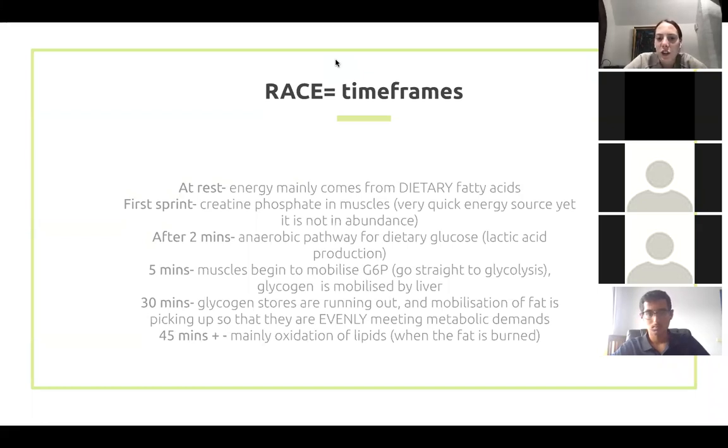Then, as you're still catching your breath, lots of the processes are going to be anaerobic, and you're going to have an anaerobic pathway for your dietary glucose. This is things like lactic acid production. Instead of the glucose entering glycolysis, then the citric acid cycle, it goes straight to making lactic acid, and you get a small amount of energy from that. Then over time, as you're getting your oxygen in and adjusting to the race, your muscles begin to mobilize G6P, which goes straight to glycolysis, and glycogen is mobilized by the liver.